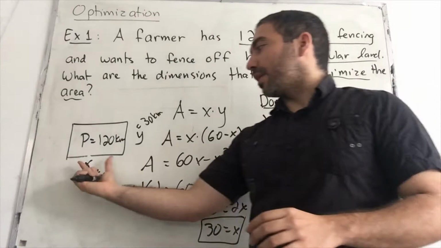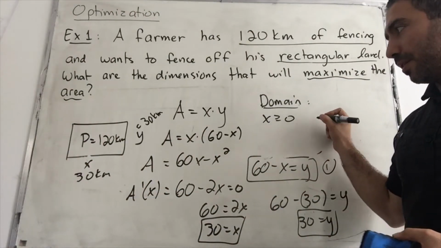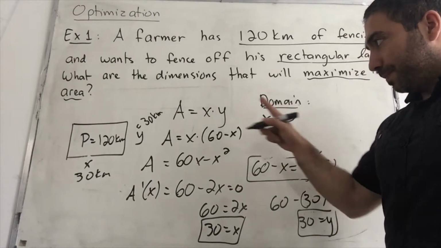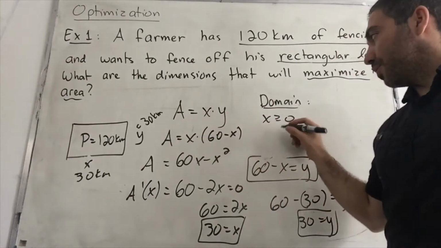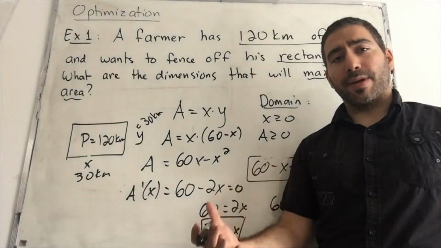You could have a width that's nothing. Not really interesting, but let's keep it for now. And secondly, we know that the area has to be greater than 0, right? We can't have negative area.